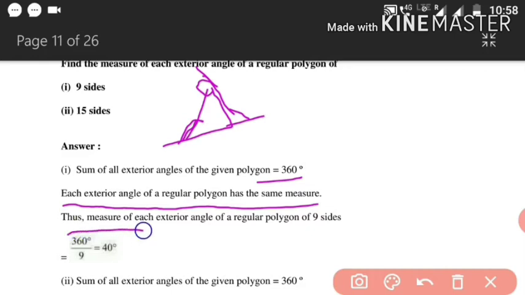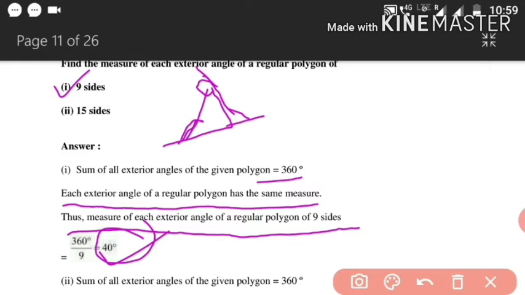Thus the measure of each exterior angle of a regular polygon with 9 sides: how will you find it? 360 divided by 9 is equal to 40 degrees. You have to divide 360 by 9. If it is 10 sides, then you divide by 10. If it is 11 sides, then you divide by 11. So you divide 360 degrees by the number of sides. So how much did we get? 40 degrees. So each angle will be 40 degrees.